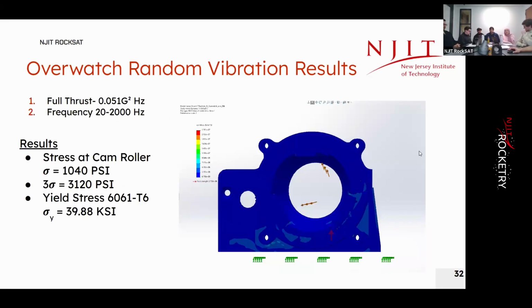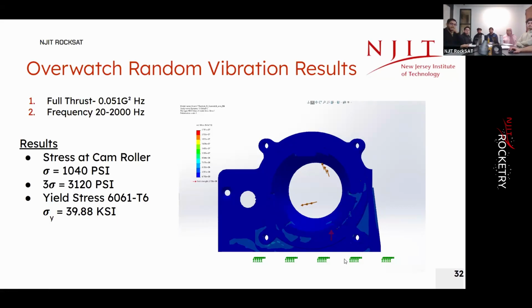So moving on to vibration results, we're trying our best to replicate what's going to happen at Walt's facility as per the RockSat user guide. So the random vibration test and the sine test. Starting with the random vibration test, the first location was full thrust, so pointing upwards, at 0.051 G squared per hertz. The frequency band was from 20 to 2000 hertz. The picture that you see here is at 2000 hertz.